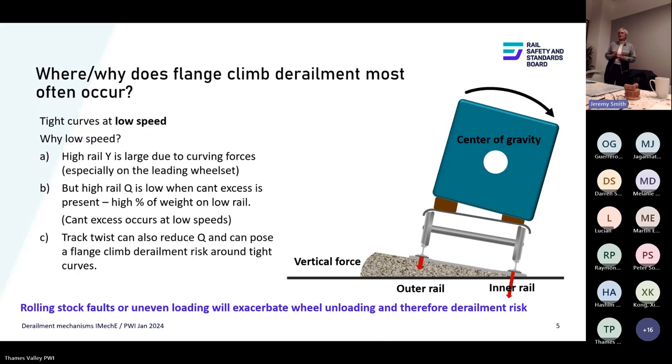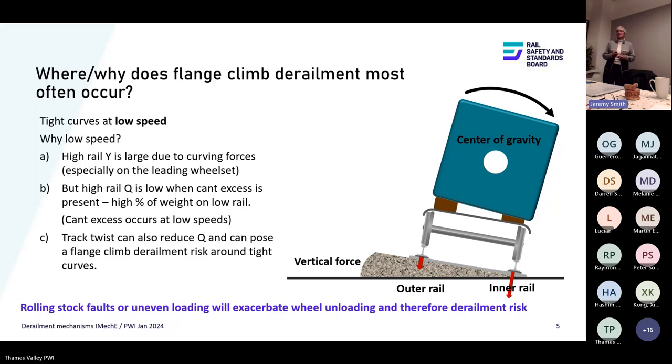So when do those arise? Tight curves at low speed is the classic flange climb derailment, because that meets most of those things. Why low speed? Because we still get the lateral force on a curve. It's not speed dependent. It's to do with getting around the curve. But if you're going slow around a canted curve, the vehicle's leaning in, there's less load on the outside, which is the one that's going to climb. You don't climb over the inside, you climb over the outside. There's less load on it because the vehicle's leaning in.